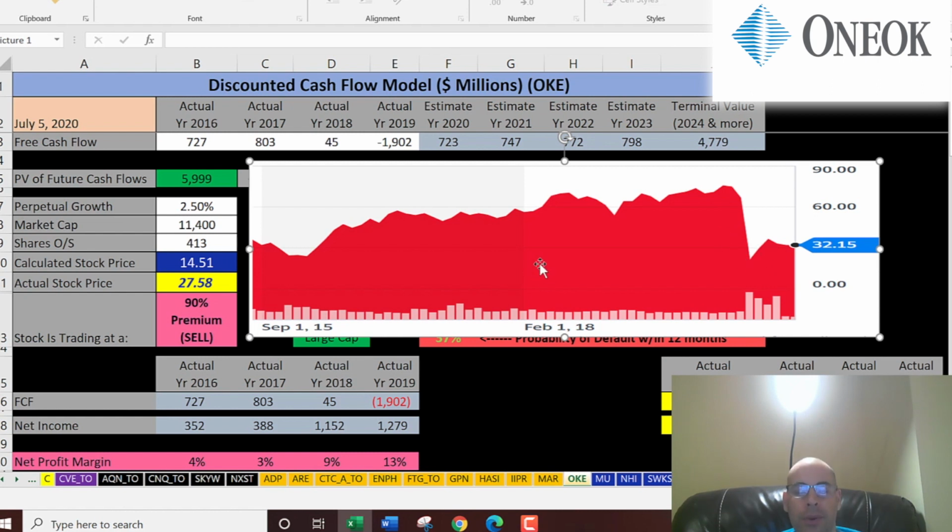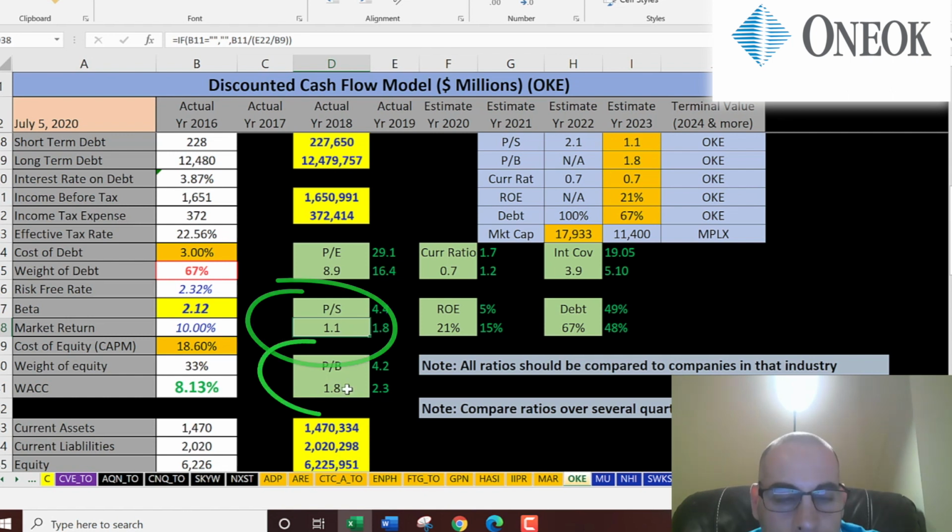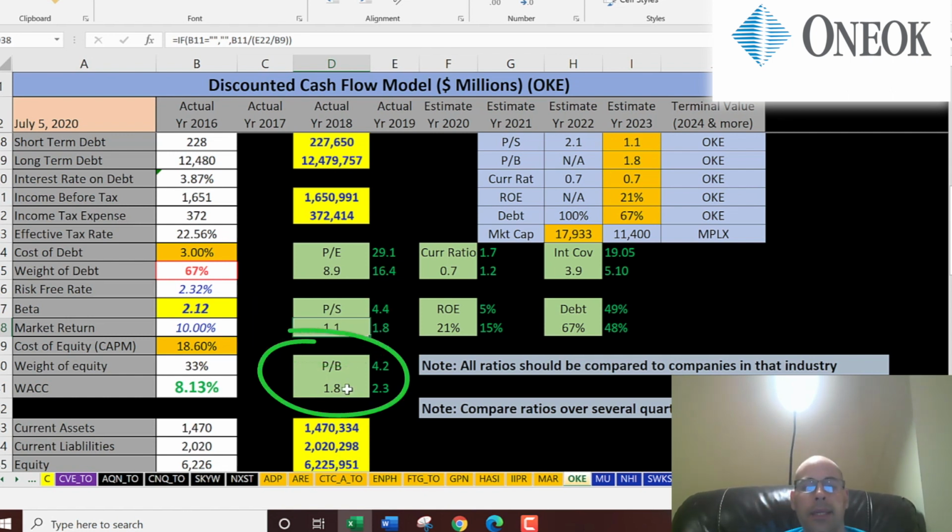Let's look at the financial ratios of the company. They have a price to earnings ratio of 9. That's a good ratio. That's price of stock over earnings per share. Price to sales is also good at 1.1. That's price of stock over sales per share. A good price to book of 1.8. That's price of stock over book value per share.